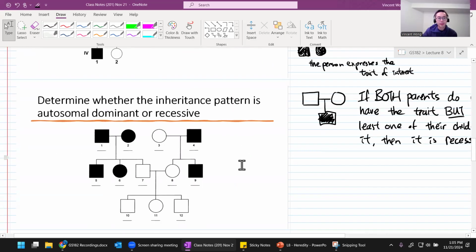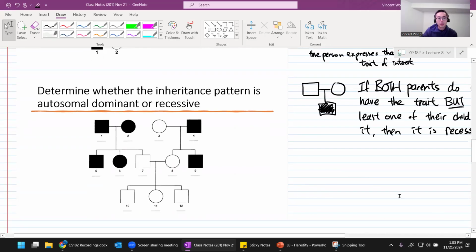All right, here's another one. What is the inheritance pattern? Well, just for the sake of argument, let's say it is recessive. What's the genotype for this person then? If it's a recessive trait, what is the genotype of 1, 1? Yeah. So if it's recessive, this person must be little a, and the spouse here is also little a, little a.